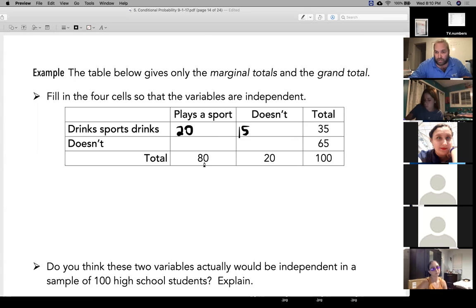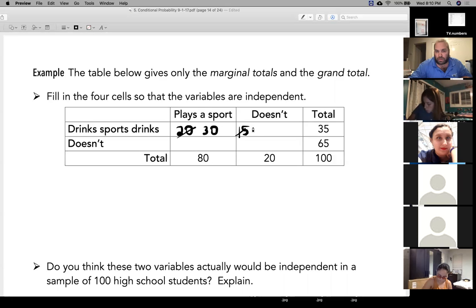What's 20 over 80? 25%. What's 15 over 20? 75%. Well, those can't be independent then. So those numbers were not correct. This number was a lot smaller than this number, correct? This was 25%, this was 75%. So I want to make this number go up and this number go down. Still 35. How much? 30 and 5. Okay, let's try 30 and 5.